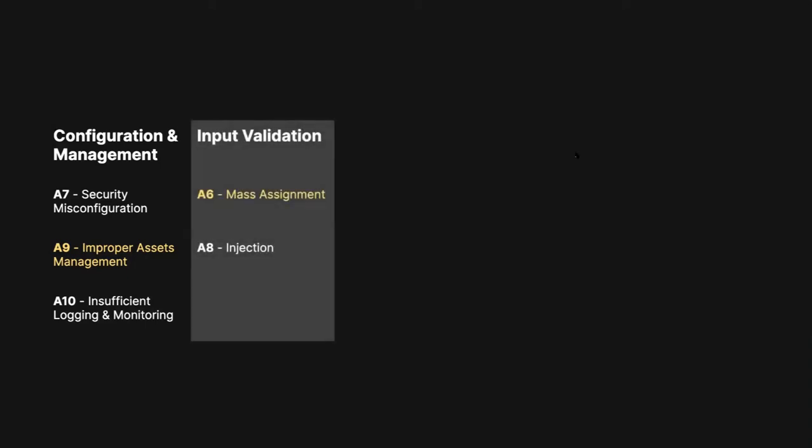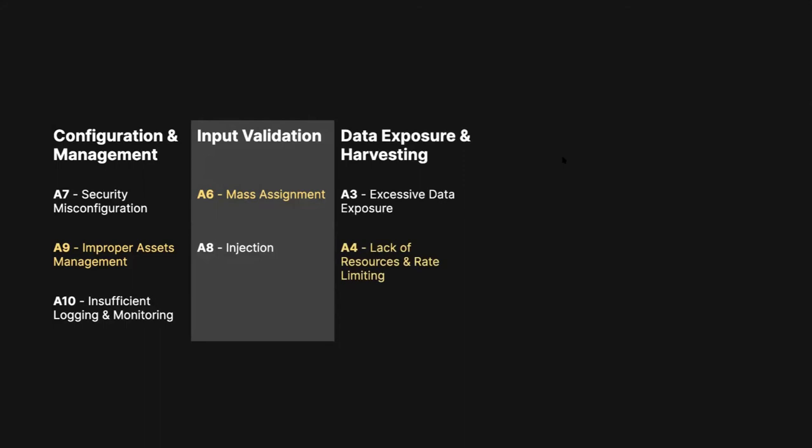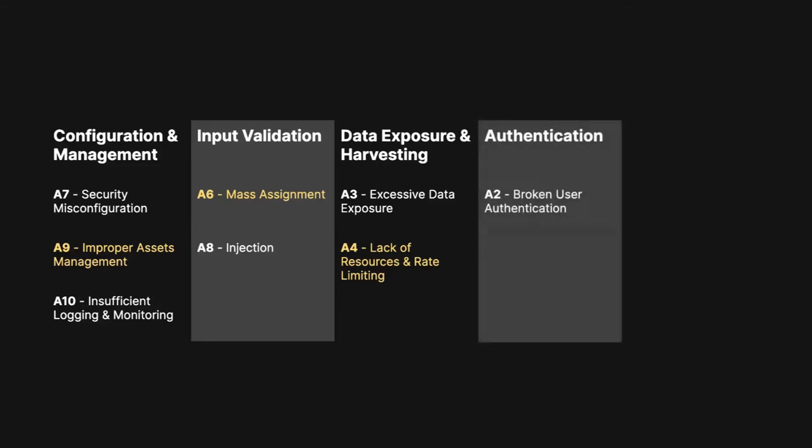We've got input validation, which is mass assignment, a totally new category, and injection. We've got data exposure and harvesting vulnerabilities, which are excessive data exposure, and lack of resources and rate limiting. Authentication, which is just broken user authentication. And then authorization: broken object level authorization and broken function level authorization.